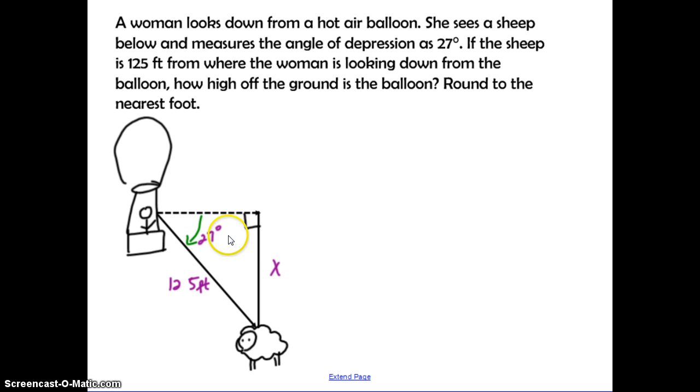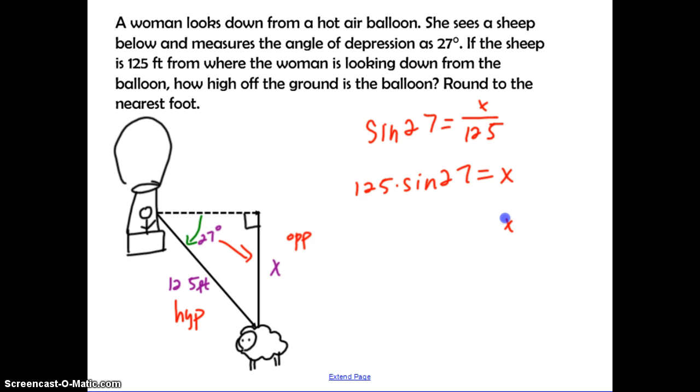Okay. So now let's go ahead and solve the problem. We want to label our sides first. X is the opposite side from the angle. This is the hypotenuse. So using opposite and hypotenuse, we want to use the sine function. So we have sine of the angle is equal to the opposite over the hypotenuse. And then we'll multiply by 125 on both sides.